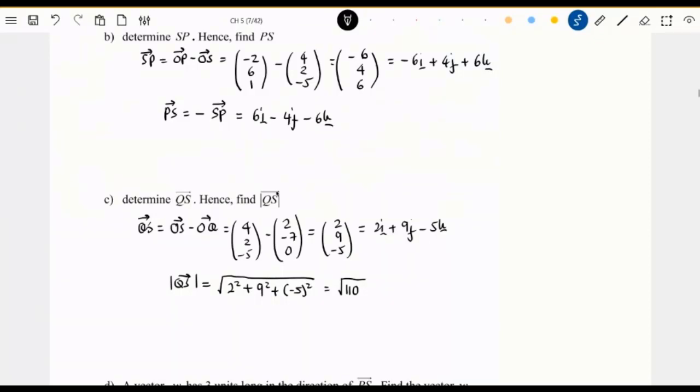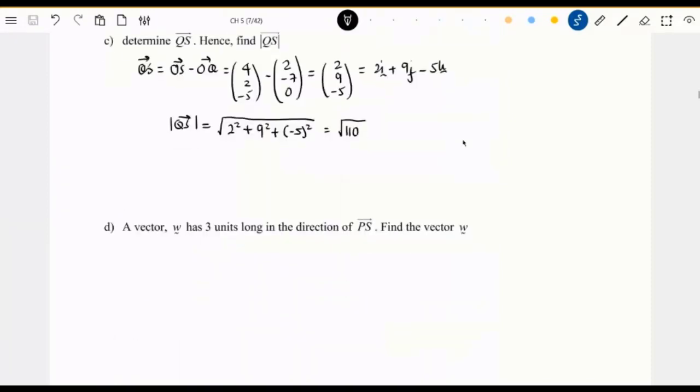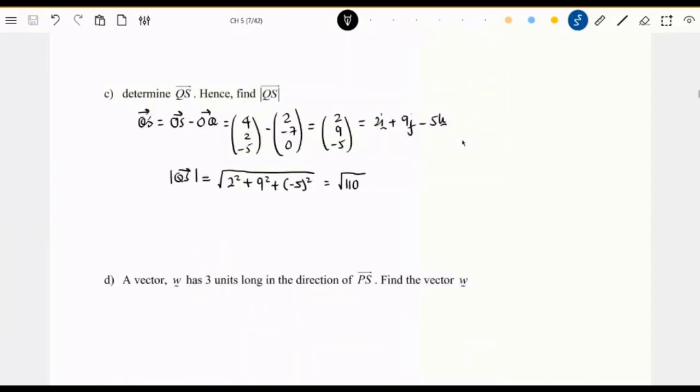Anyone? Yang ada calculator silver tu? Boleh kecilkan lagi tak? Square root 110. Tak? Tidak. Tak boleh. Okay, so we just leave it like that. Kalau boleh kecilkan, kita akan kecilkan. So the easy way adalah pakai calculator silver tu lah. Kalau calculator hitam tu susah lah untuk kamu.